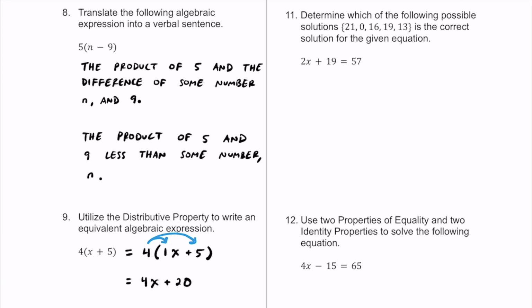For number 11, let's go ahead and determine which of the following possibilities of 21, 0, 16, 19, and 13, we're trying to see which one of these is the actual correct solution for the given equation. So typically when you're given these, we actually just go ahead and try substitution. If you want to try solving it a different way, that's fine too.